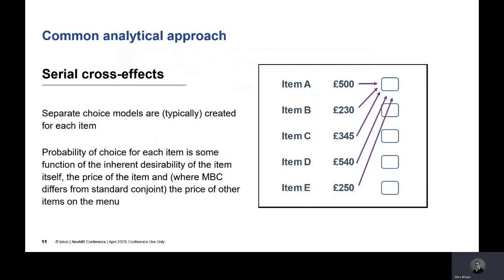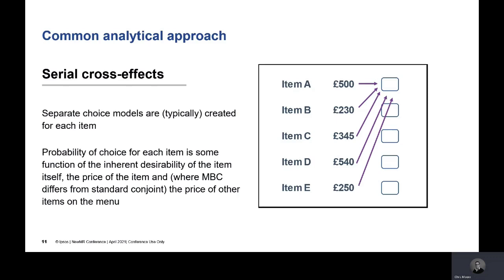I won't go into detail about the analytics behind menu-based choice, but just to say that one of the typical methods for creating this is something called the serial cross-effect model. So this is where MBC and traditional conjoint diverge, because within traditional conjoint, you will only ever create one conjoint model, whereas within MBC, what you'll do is typically create a model for each item that you're testing. So in this example, we have 5 items, and respondents could select from 0 to all of the items.